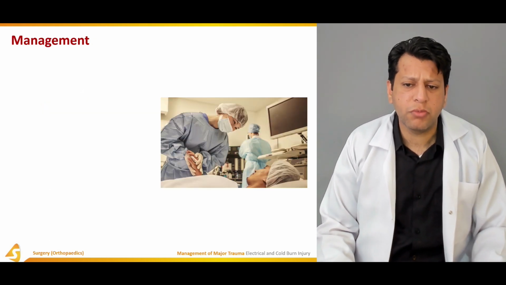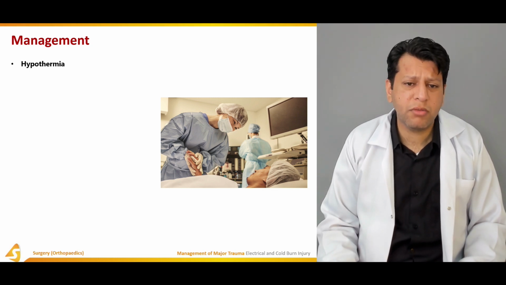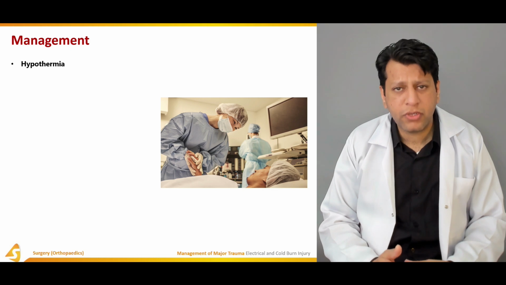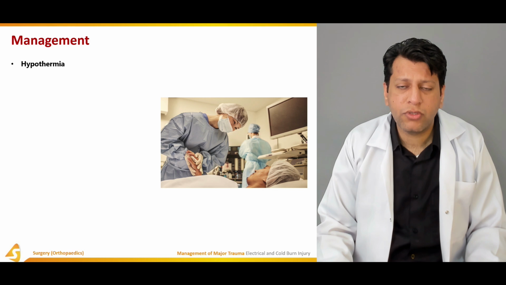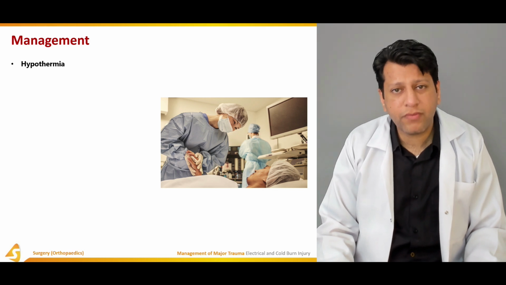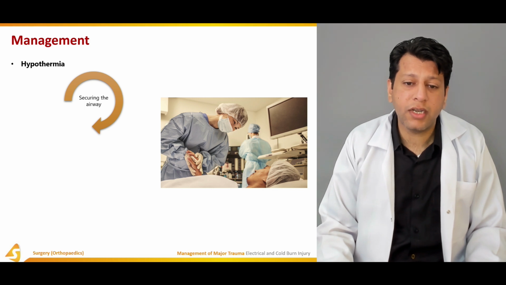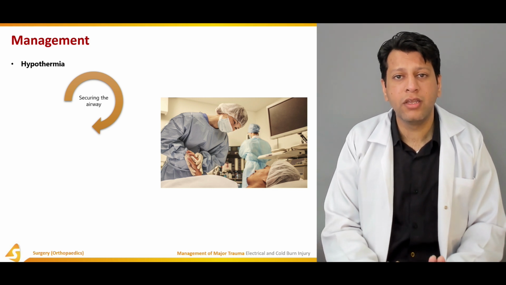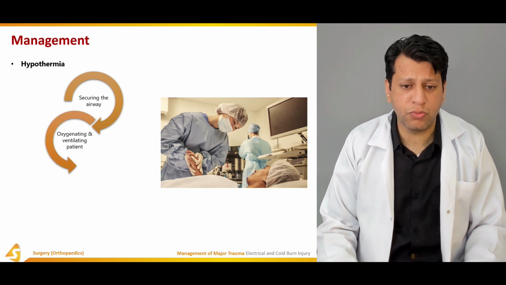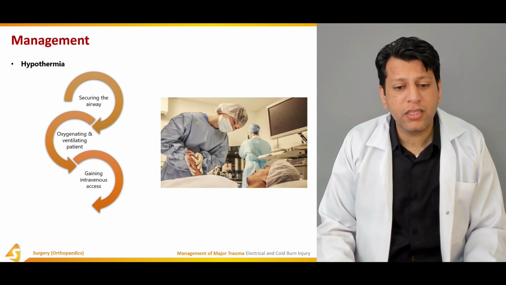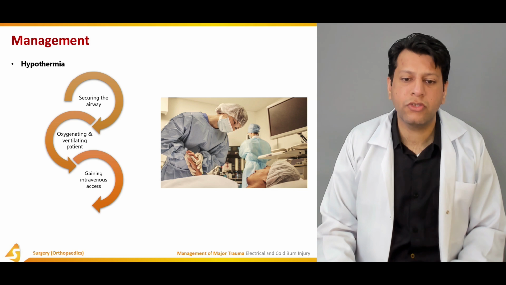Now coming to the management. Usually these cold injuries are associated with hypothermia, so hypothermia must be managed. It could be simple hypothermia, mild hypothermia, or severe hypothermia. Management principles are always the same. That is, you have to start with the airway and cervical spine. You have to secure the airway in these patients as well, oxygenate and ventilate the patients, and gain IV access, that is A, B, and C.